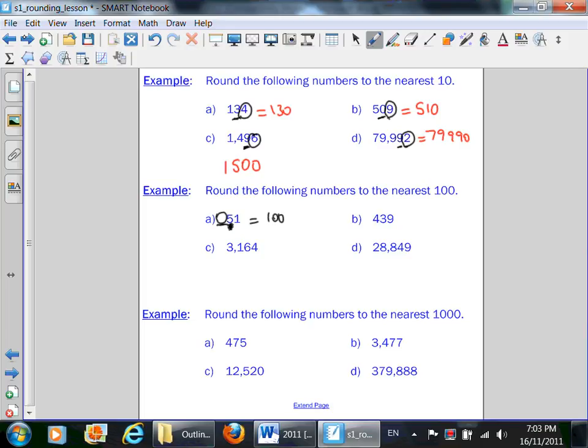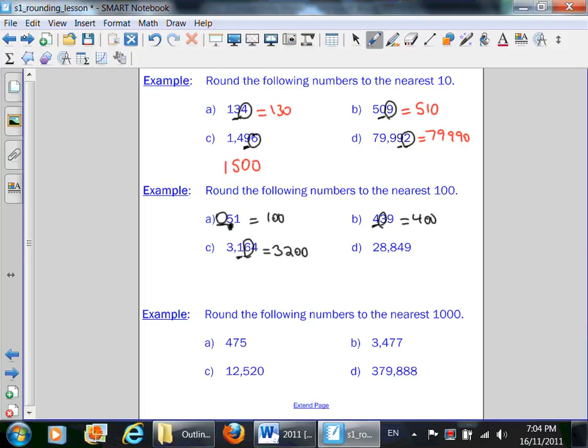Then we have 439. With 439, the number in the 100 spot is the 4. The 3 tells us how to round. We round down to 400. The next number we have is 3,164. 1 is in the 100 spot. 6 tells us to round up. So that's 3,200 for our answer.